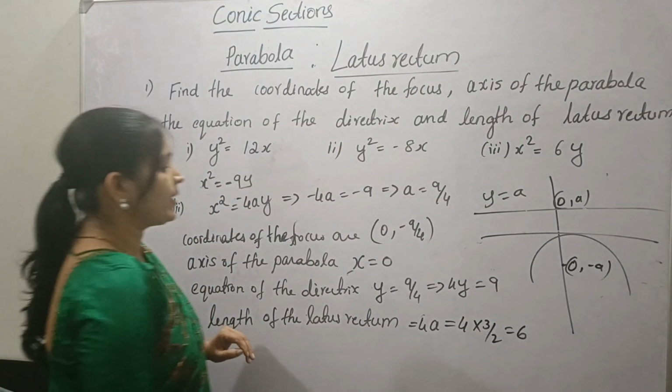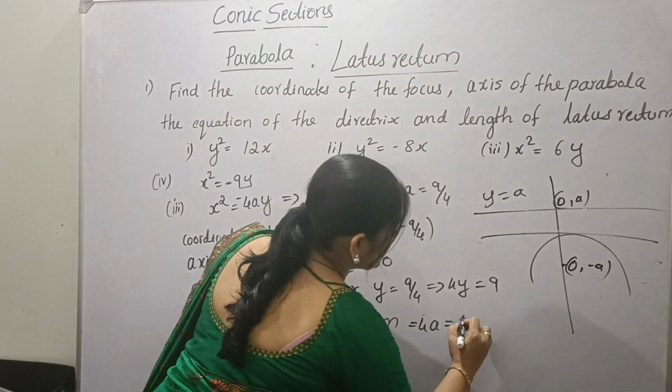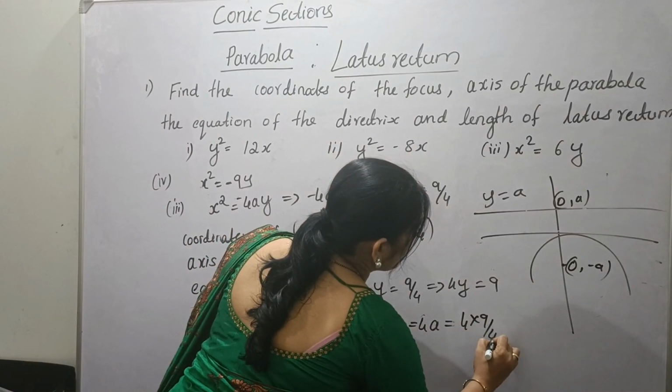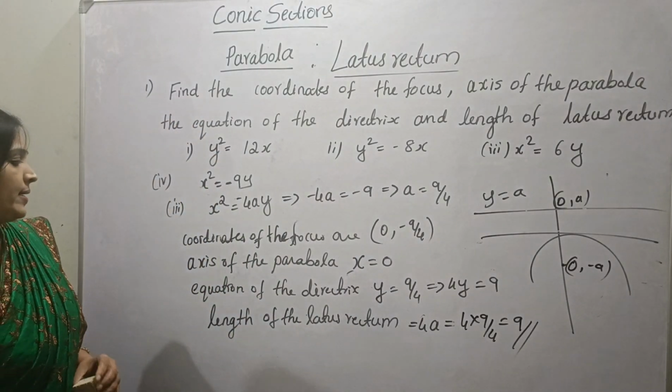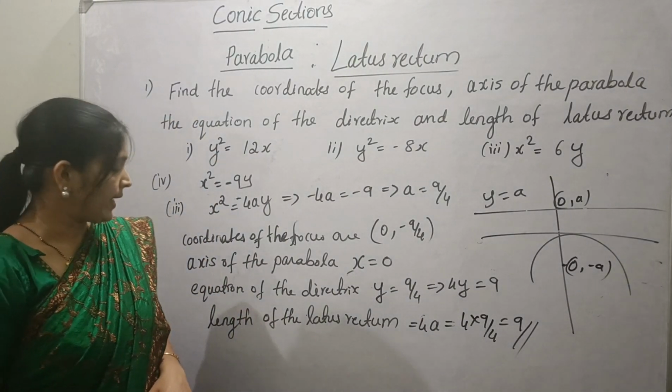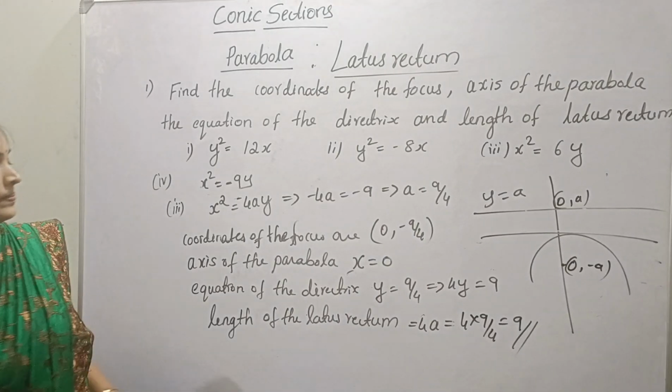Length of the latus rectum, 4 into a, that is 4 into 9/4, the 4s cancel, so 9 itself. So 9 is the length of the latus rectum.